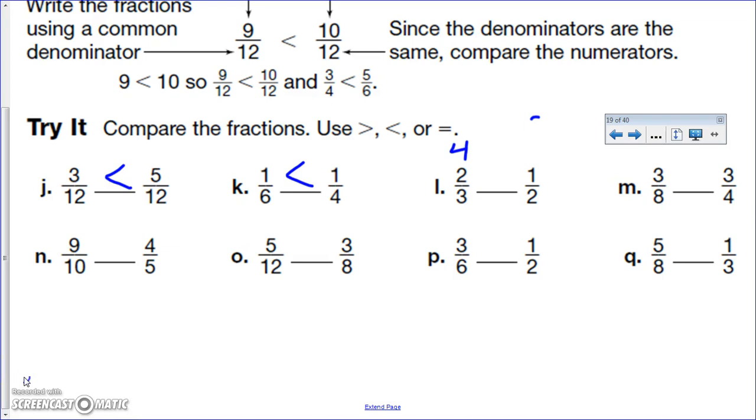Then we're going to multiply the numerator of the fraction on the right, so 1 times the denominator on the left. So 1 times 3 is 3. We're going to put the 3 over the 1/2. You always put the multiplication answer, the product you get, above the fraction whose numerator you used. So in this case, 4 is greater than 3, which means 2/3 is greater than 1/2.